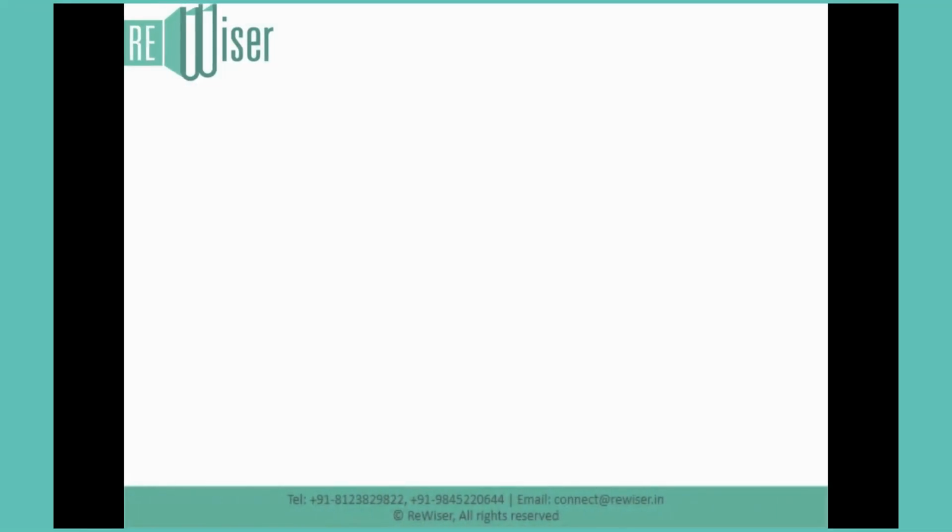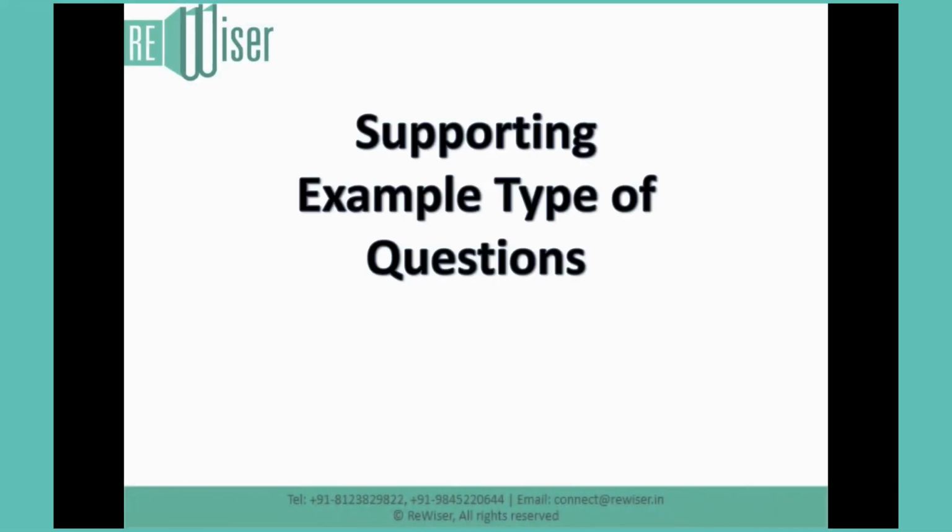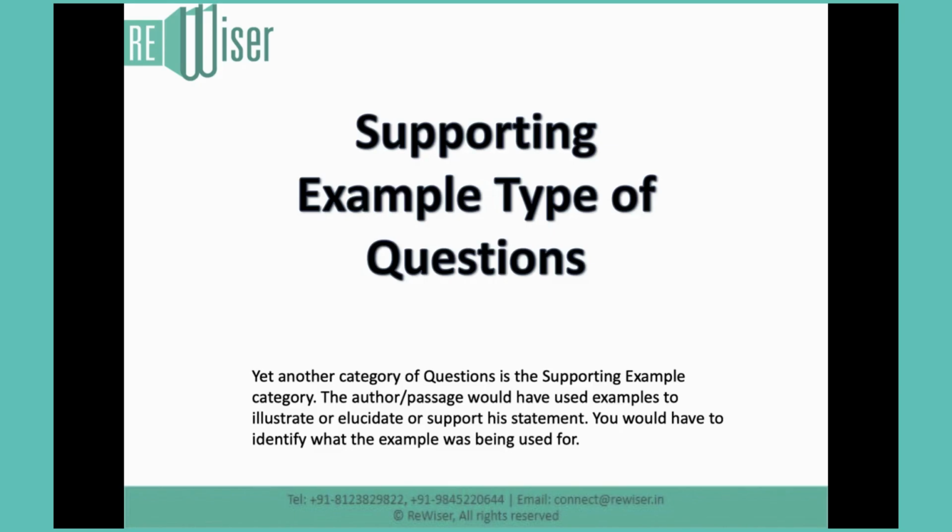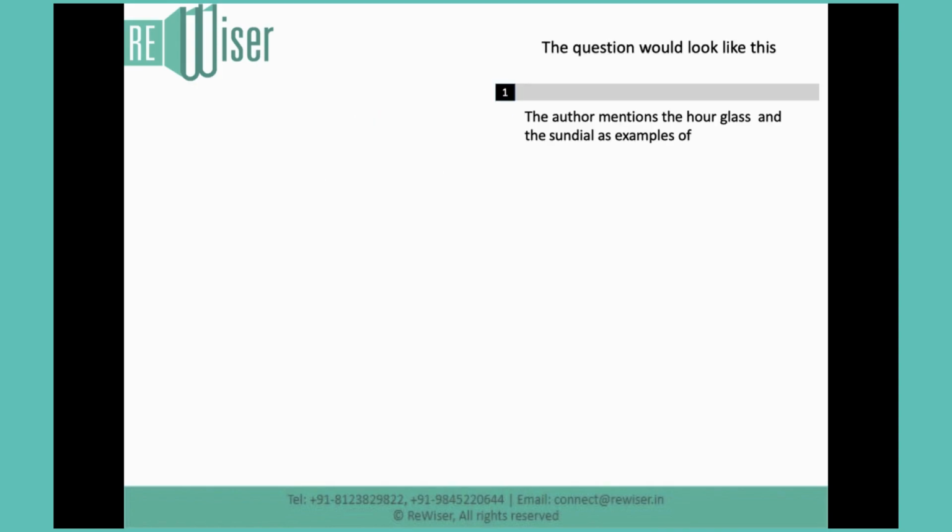New category of questions: supporting example type of questions. In this, the author of the passage would have used some examples to illustrate or elucidate or support his statement. What you would be required is to identify what the example was used to support. So let's illustrate with an example.